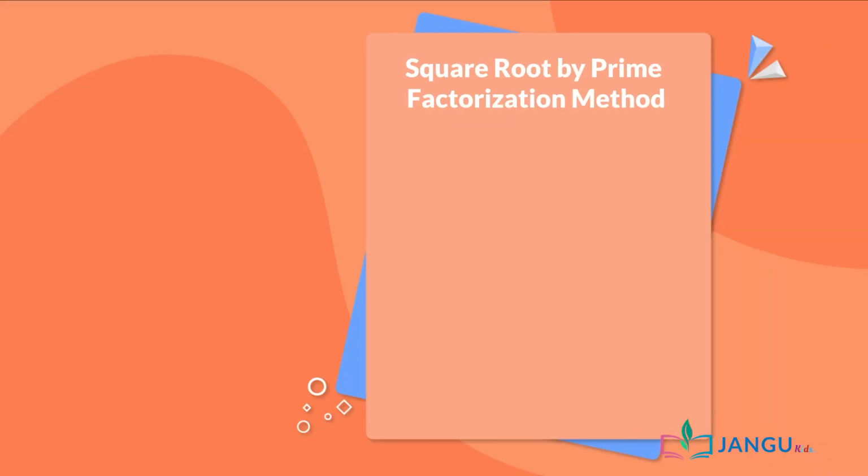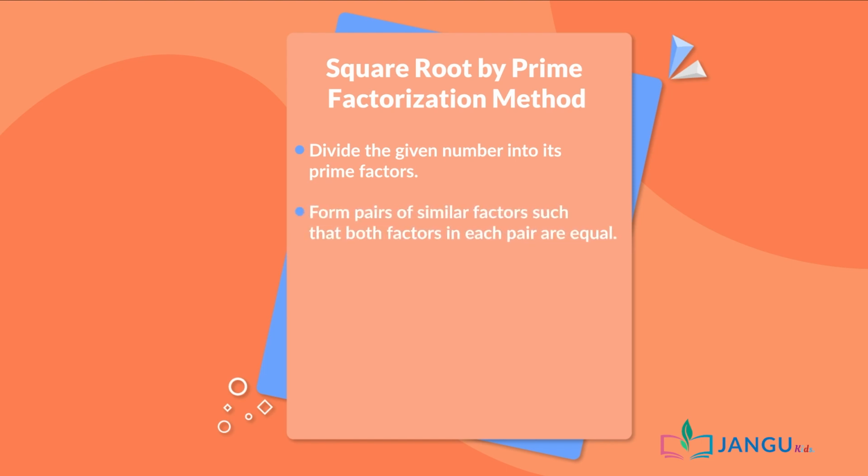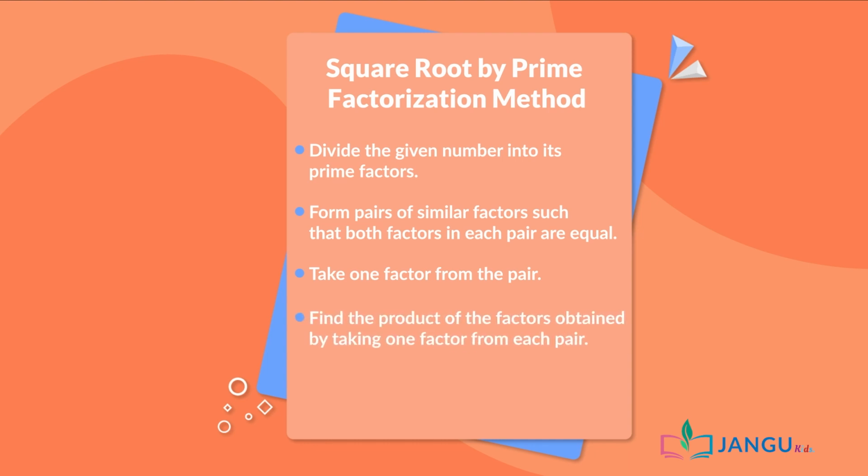Now, there are different ways to find the square root of a given number, and one way is through the prime factorization method. We can do that by following these steps. Divide the given number into its prime factors. Form pairs of similar factors such that both factors in each pair are equal. Take one factor from the pair. Find the product of the factors obtained by taking one factor from each pair. That product is the square root of the given number.